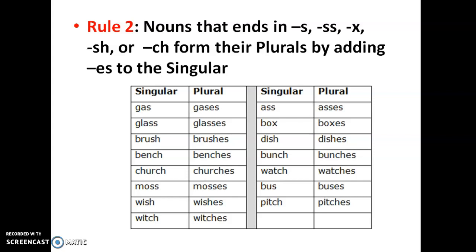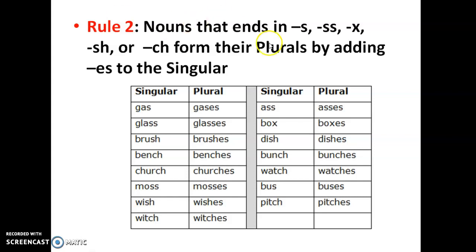Okay, then SH. Brush, B-R-U-S-H. So you will write B-R-U-S-H-E-S for the plural noun. Okay. Then bench, B-E-N-C-H. So for the plural, B-E-N-C-H-E-S. At the end of the word, you will add ES for the plural.